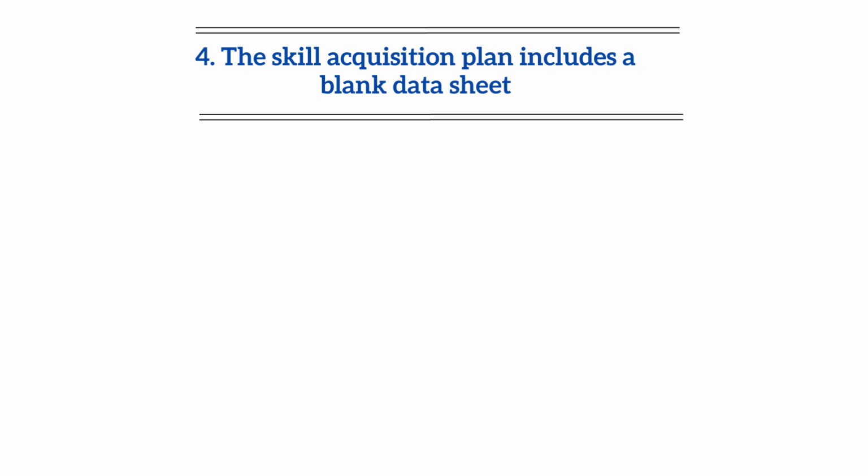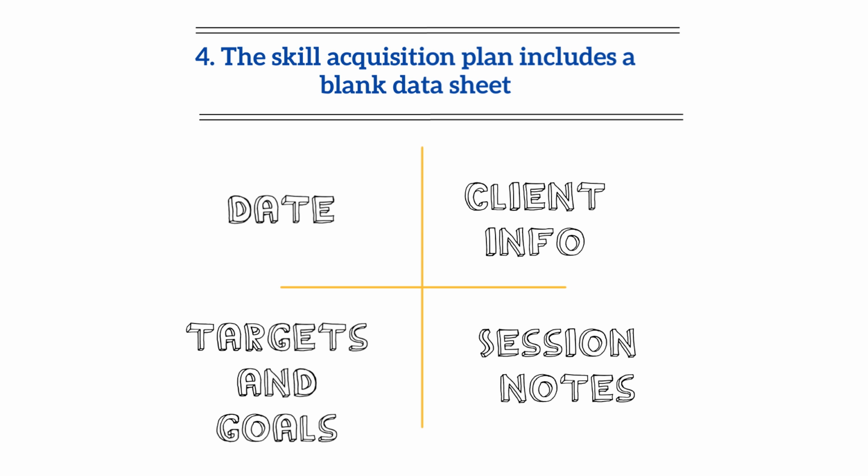Finally, the plan will have a blank data sheet. It doesn't matter if you are using an electronic or paper data sheet, as both contain the same information. The four basic components of any data sheet are the session date, the client information, the goals, and the session notes.